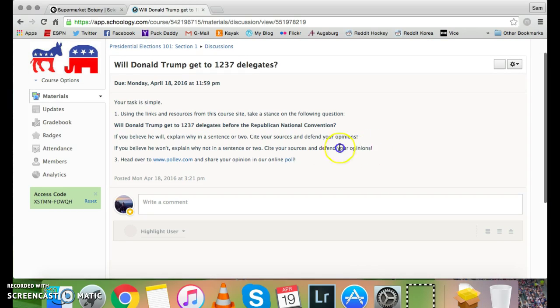But my most important thing here was that if they believe he's going to get there, explain why in a sentence or 2. Again, citing sources and defending opinions, these are 2 things that are not explicitly listed in social studies standards, but these are things that they'll be encountering as they get to high school and get to college. This is a 9th grade class, after all. My target audience here was 9th graders. So the idea of citing sources, even if they're just websites and links, and defending opinions a little bit, something I want them to get used to.